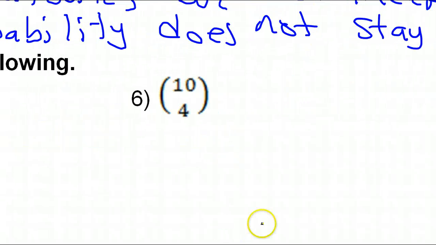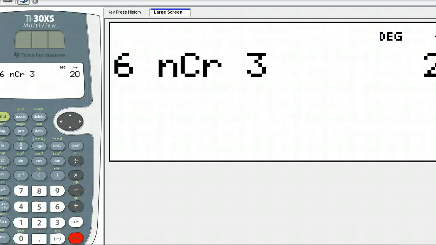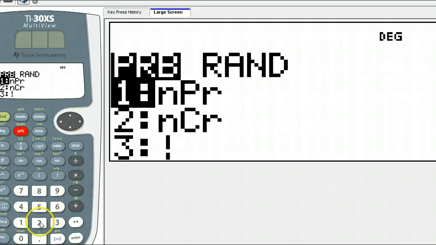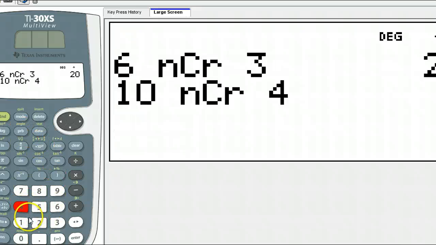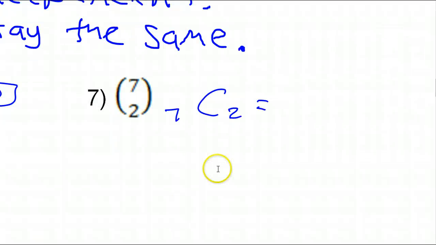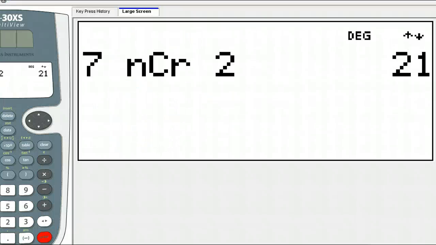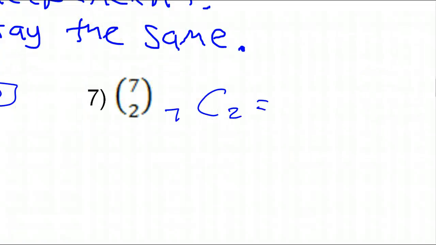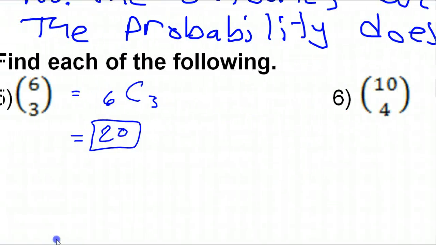Okay, what's next? All right, so this is 10 choose 4. So that's 210. All right, for number 7, we have 7 choose 2. 7 choose 2 is 21. Okay, where is number 8?